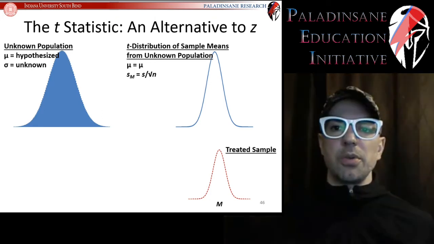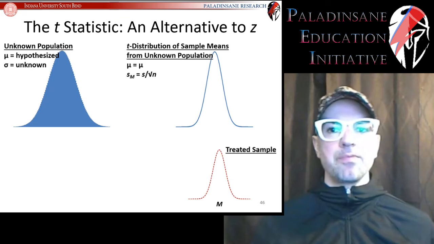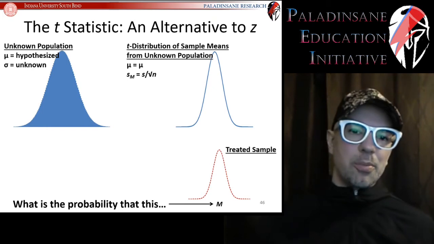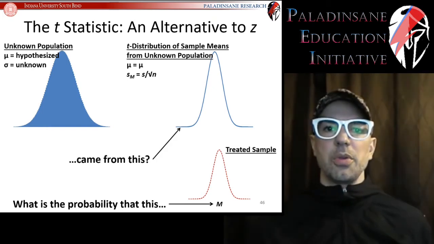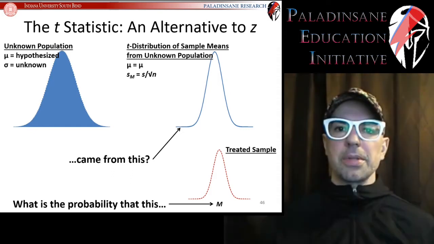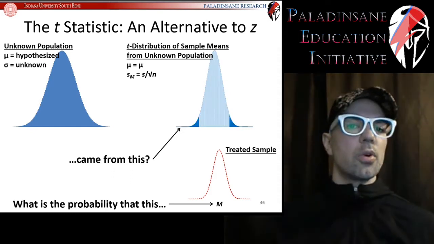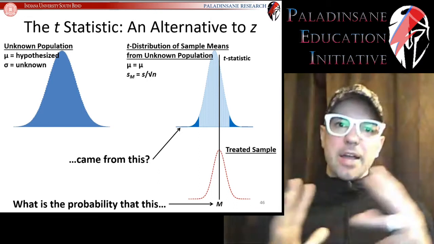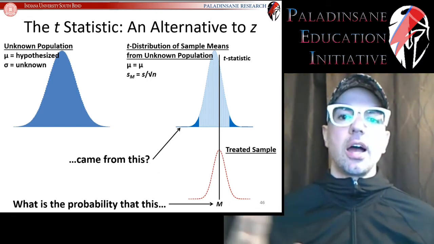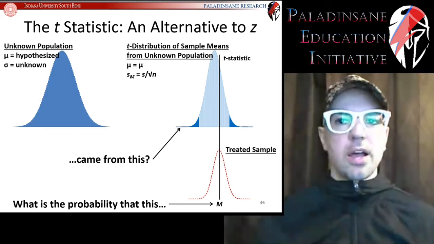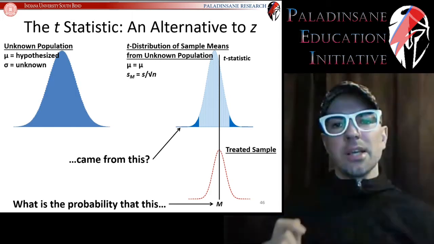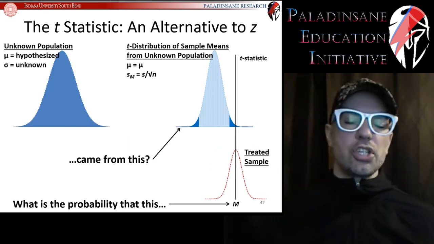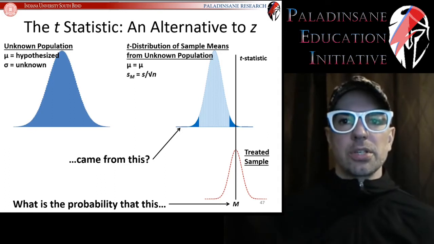And once we have that comparison distribution, the logic follows exactly the same. We're going to determine what is the probability that the mean of our treated sample still came from that distribution of sample means. And we are going to look up a table. We're going to draw our lines in the sand. We're going to calculate a t-statistic. And if the sample ends up in the body of the t-distribution, if it does not cross beyond our cutoff scores, we're going to accept the null hypothesis. However, if the sample goes into those tails, crosses that line, we're going to reject the null hypothesis and we're going to accept the research hypothesis.